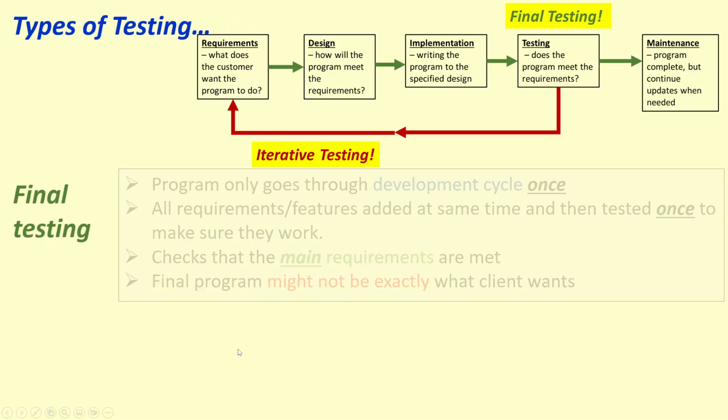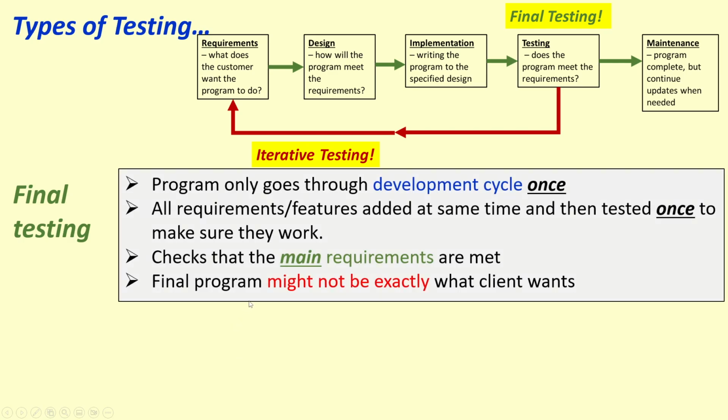So key points. Final testing. The program only goes through the development cycle once. It goes through the cycle and all of the requirements are tested at the same time at the end. And it checks the main requirements have been met. But it might not be exactly what the client wants, because it's only tested at the end.